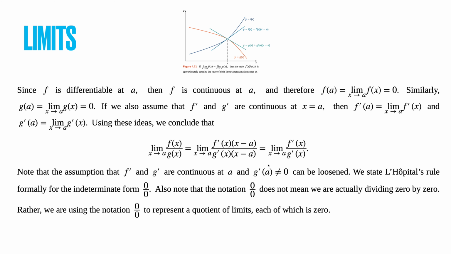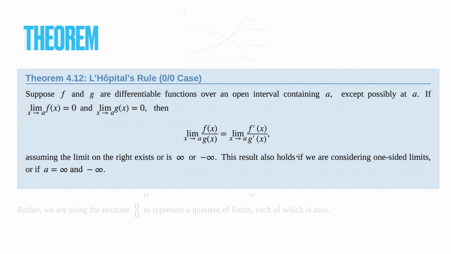And with that observation, we can see that looking at the quotient of f over g can be the same computation as f prime times the difference in x's over g prime times the difference of x's. But these difference of x's go away, leaving you with f prime over g prime. All right. More formally, here is the statement of L'Hopital's rule.